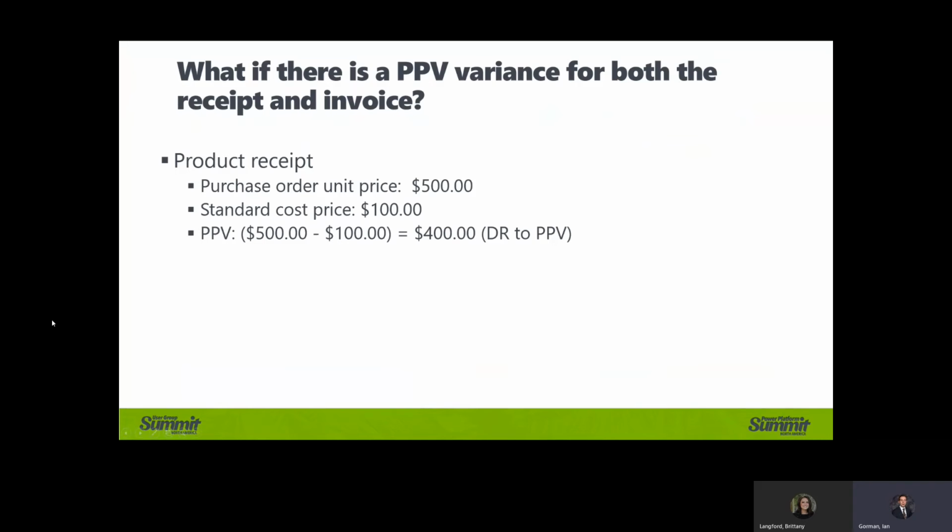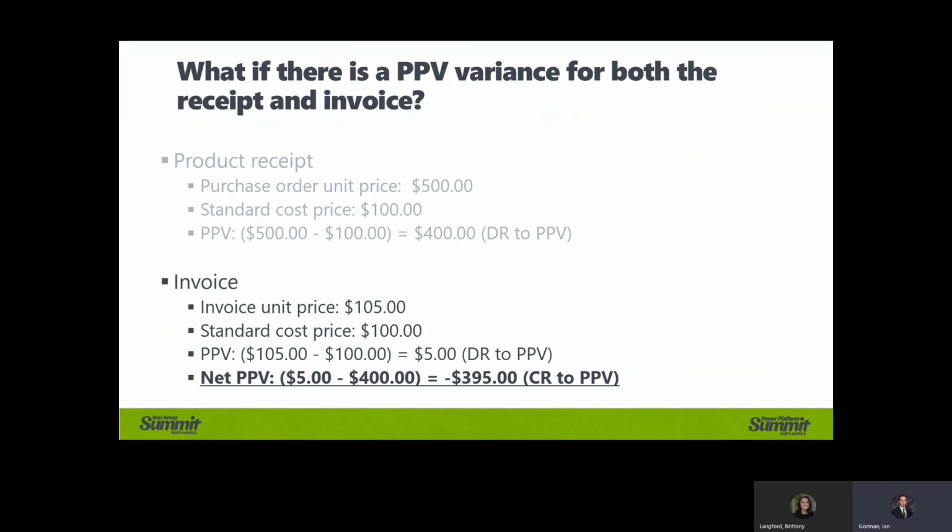The second part to this is, what if there is an invoice posted that also has a variance? So the unit price itself is $105 on the invoice, and the standard cost price is $100. In this circumstance, PPV generates a $5 debit to PPV, and the total net change is a credit of negative $395, or just a credit to PPV. So it takes the invoice PPV minus the product receipt PPV, and that's how we end up at the net difference. All right, that's a very straightforward scenario.